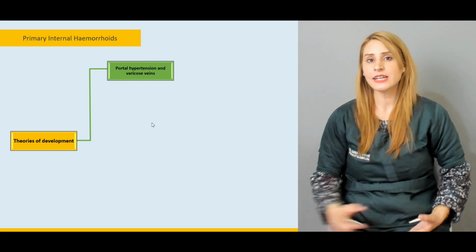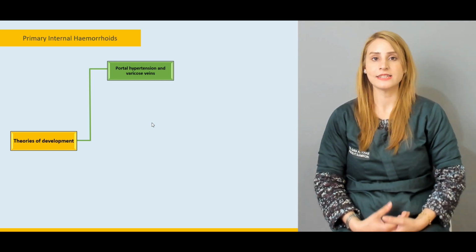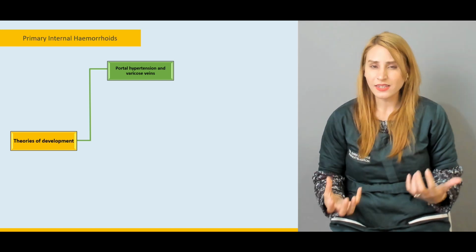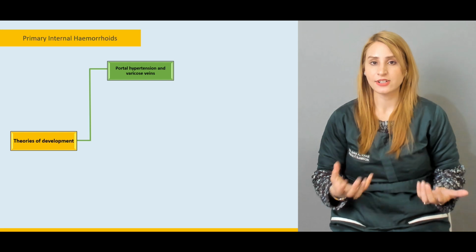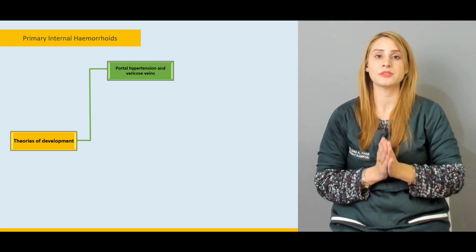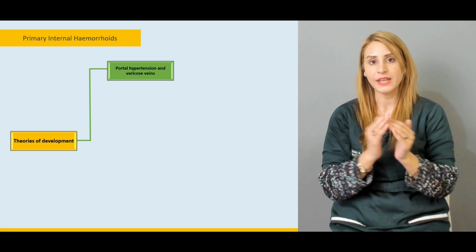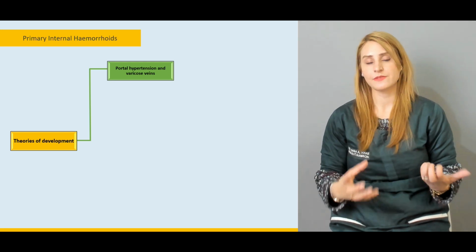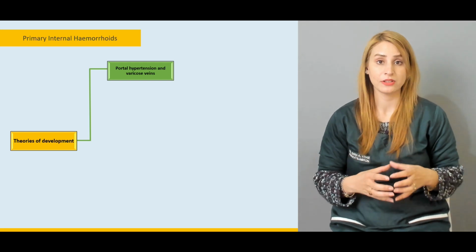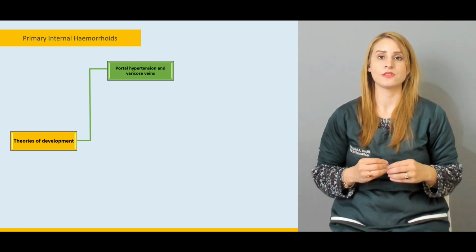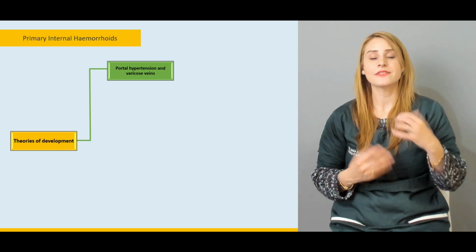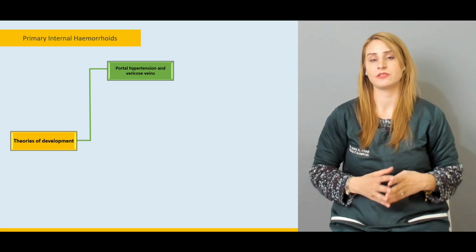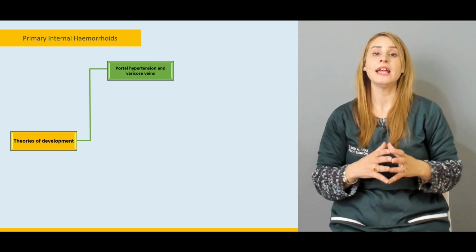Now, there are different kinds of theories which are trying to explain the development of the primary internal hemorrhoids. One of those theories is actually the portal hypertension. Why the portal hypertension? Because we know that at the anorectal junction, or you can say at the level of the dentate line, there's a rich anastomosis present between the tributaries of the portal circulation and the tributaries of the systemic circulation. So whenever there is portal hypertension, there's a back pressure to the portal circulation, and all the way it is transmitted to the systemic circulation.